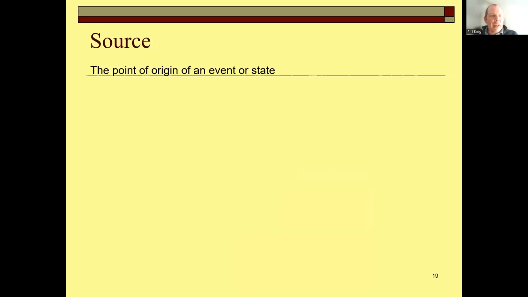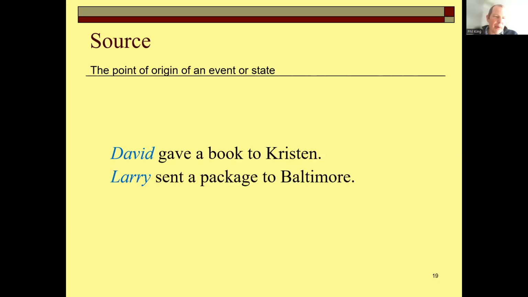Also, for things that are moving, we have a source. So this is a particular kind of location. The source is the point of origin of an event or a state. So, for example, if David gave a book to Kristen, the book is the theme, Kristen is the recipient, and David is the source of the book, as well as being an agent. Larry sent a package to Baltimore, and Larry is a source here of this. Larry and David are both agents and sources.